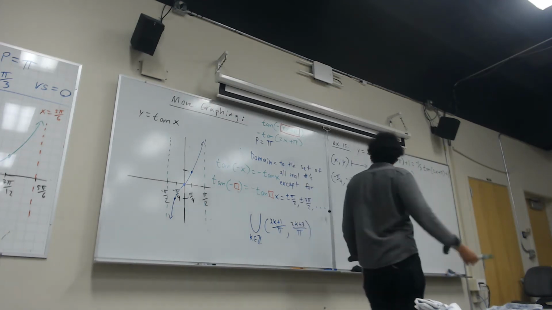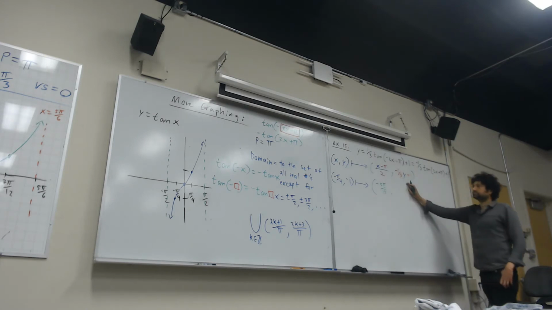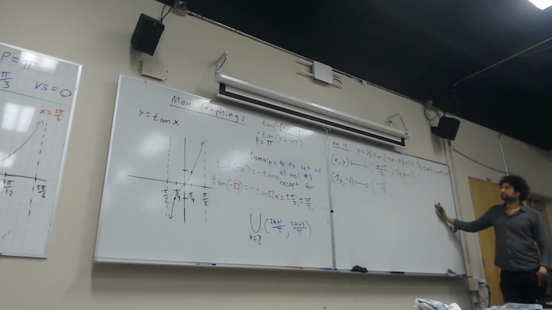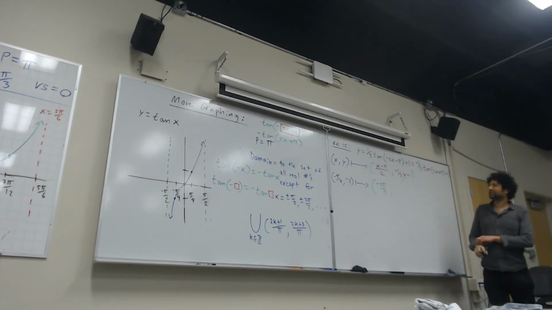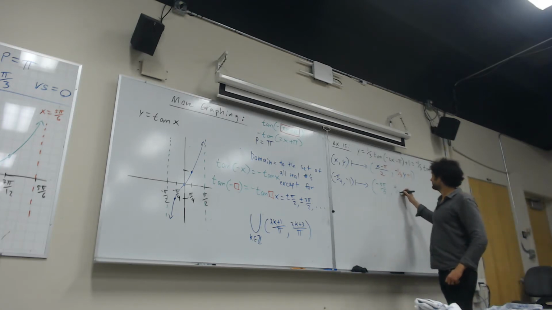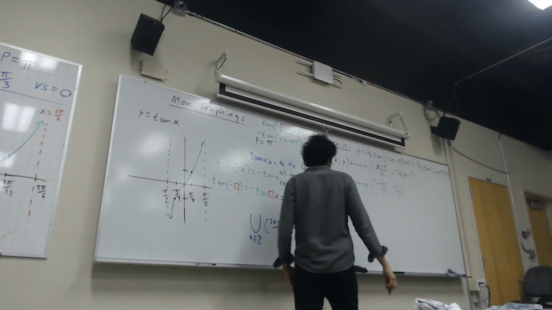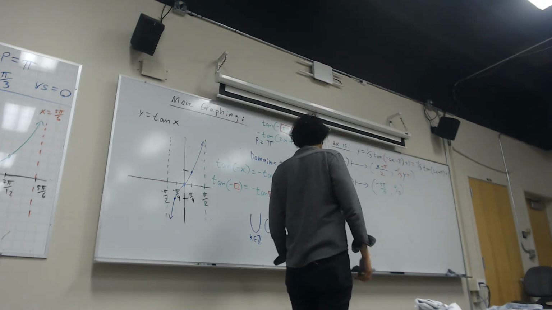Now, what happens to the y? 1/3 plus 1 would be 4 over 3. Because it's 1/3 plus 1, that's 4 over 3, right? Yeah, 1/3 plus 1 is 4 over 3.